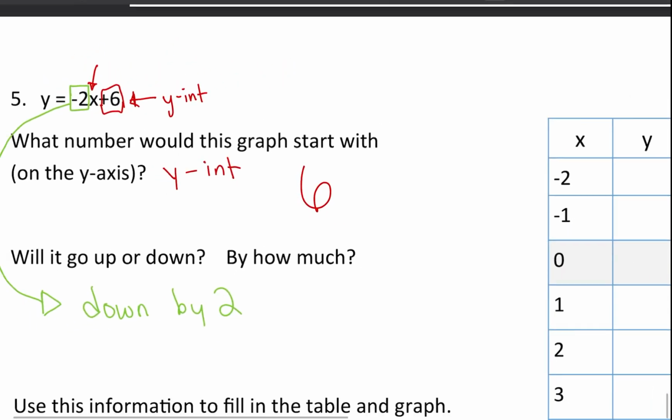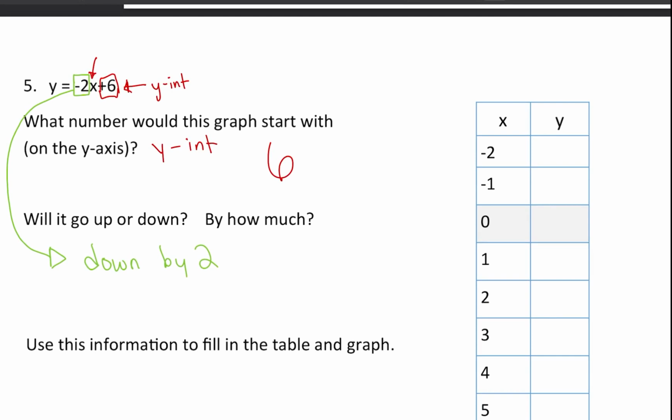So let's use this information. Okay? So our y-intercept in red here is 6. So that means at time 0, we're going to have the number 6. We are going to go down by 2. We are going to subtract 2. Down and subtract mean the same thing. So 6 minus 2 is 4. 4 minus 2 is 2. 2 minus 2 is 0. 0 minus 2 is negative 2. Negative 2 minus 2 is negative 4.